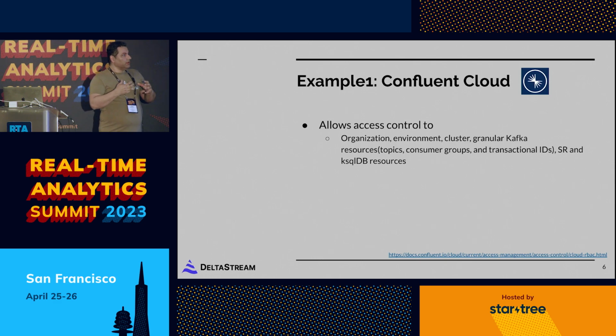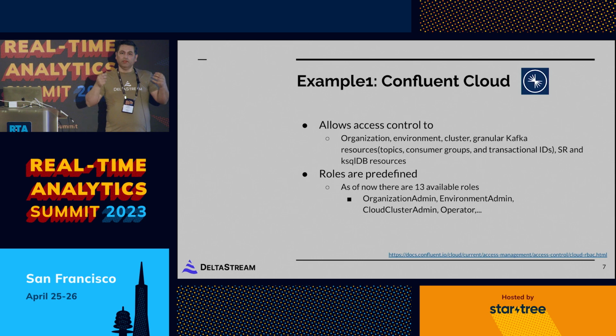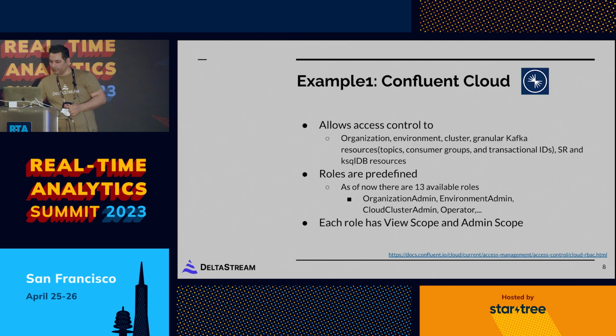So you can control different resources in Confluent Cloud. These are the set of resources that you can control: organizations, environments, clusters, granular Kafka resources like topics and consumer groups, and of course other services like Schema Registry and KSQL. So these are resources that you want to be able to control access to. And Confluent Cloud has 13 available roles predefined for you. Once you have those roles and those resources, you can assign these roles to users, and based on the role they are assigned, they will be able to access the data that you have.